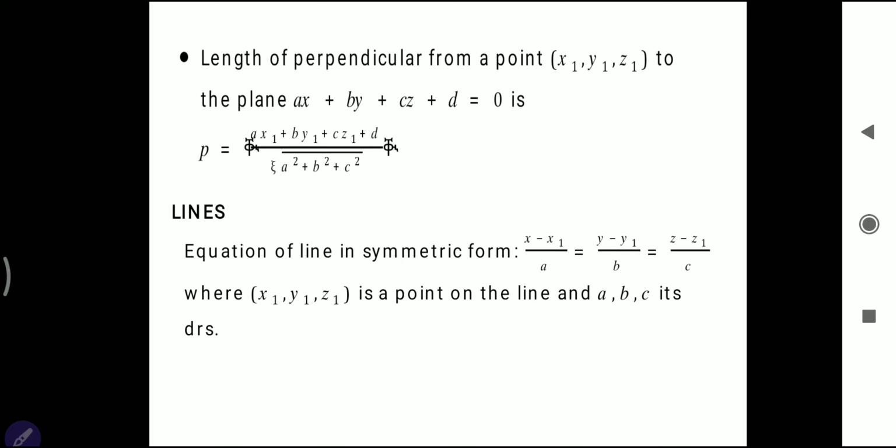So these are some basic things that we are going to need before we start with the problems of sphere, cone and cylinder. So we'll stop here today.